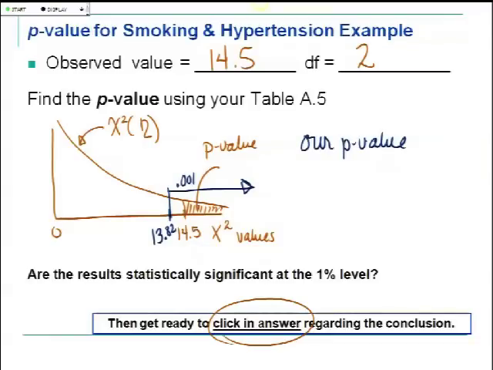Is our p-value pretty small? How small can you say? It's even less than 0.001. We're off the chart. The largest test statistic value that's provided is a 13.82, and that already has only 0.1% in its upper tail. Our p-value is less than that. If you want to bound completely on each side, it's bigger than 0, but less than 0.001. So it's pretty small.